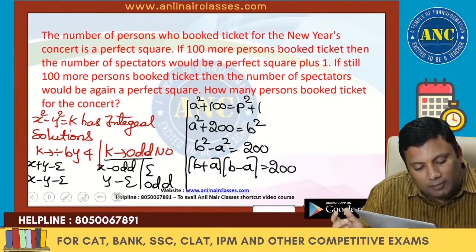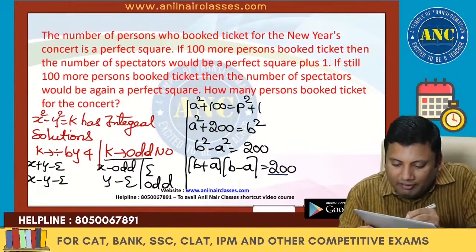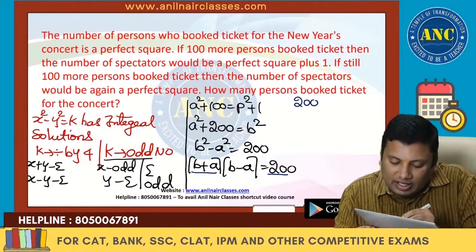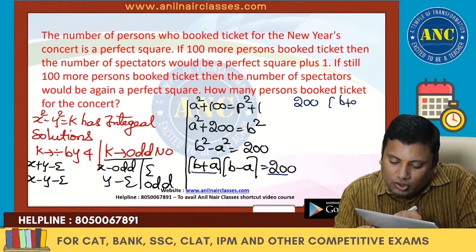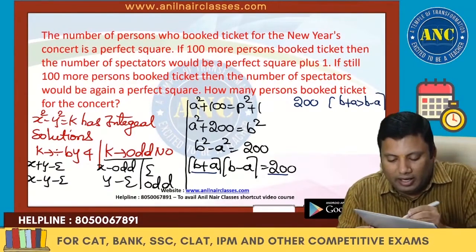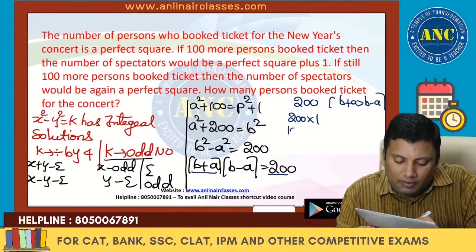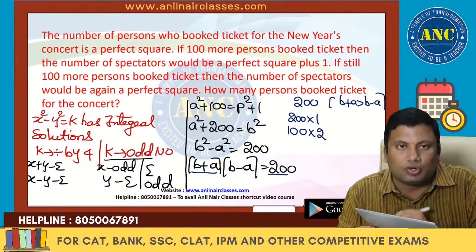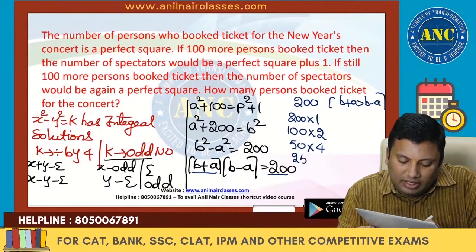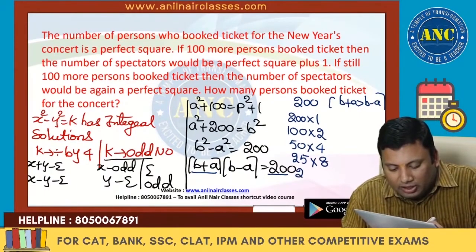Now 200 is a multiple of 4. Now for 200, b plus a and b minus a are integers. That means b plus a should be greater than b minus a. Now see, how can you factorize? It is 200 into 1, 100 into 2, 50 into 4, 25 into 8, and 20 into 10.